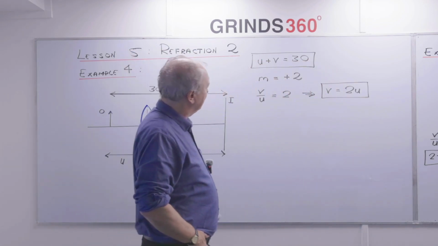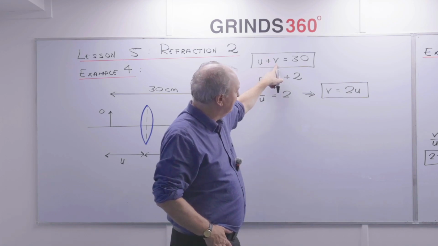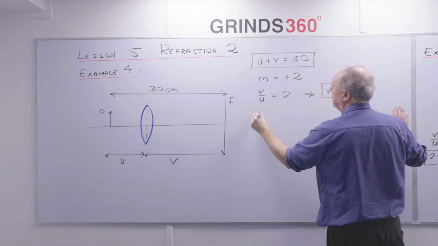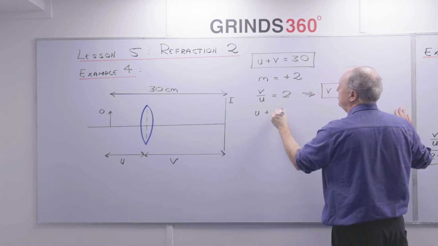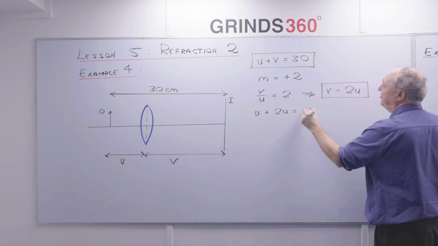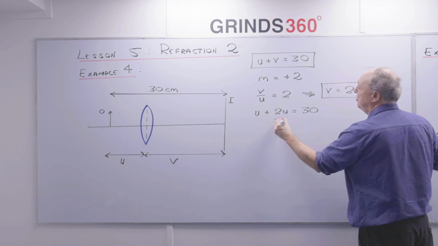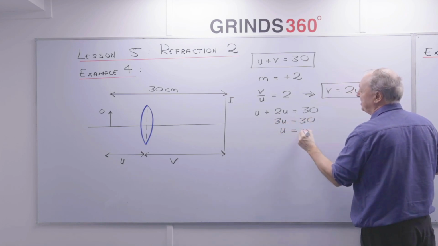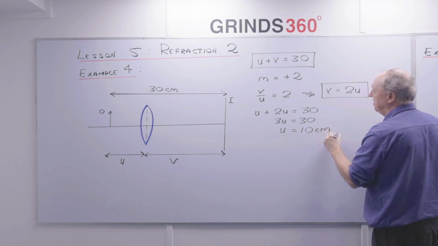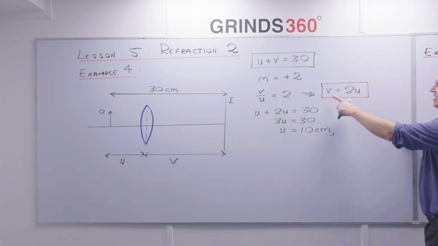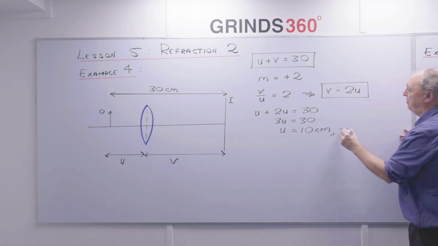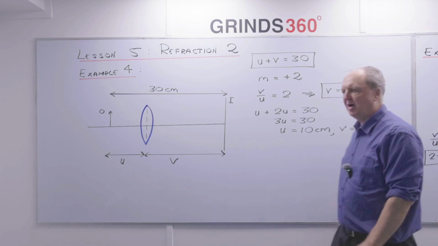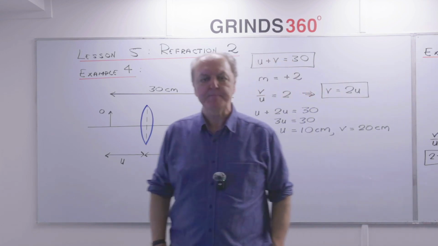So replace V there by 2U. So therefore U plus 2U is equal to 30. 3U is 30, and therefore U is 10 centimeters. And therefore what's V? Well, V is twice U, so V will be 20 centimeters. You've worked out your values of U and V.